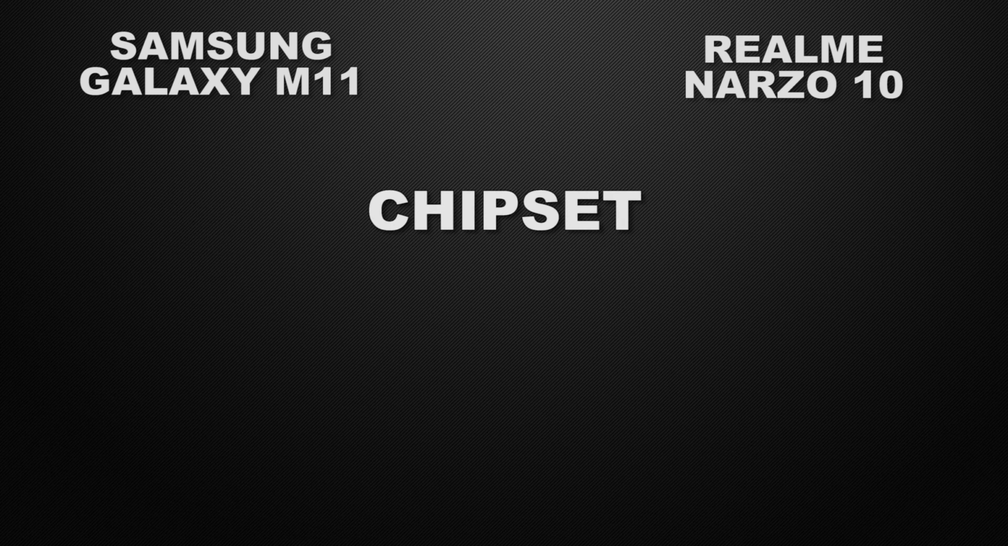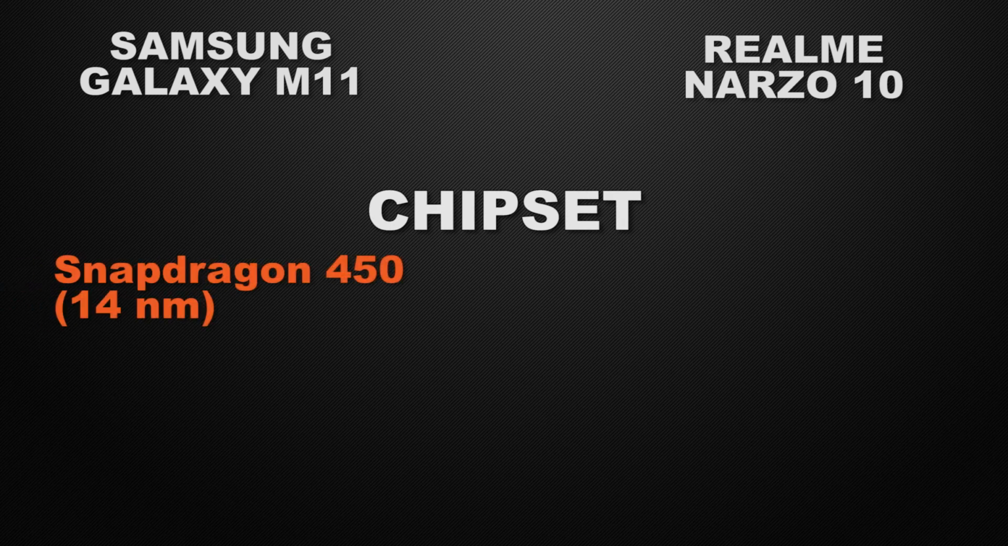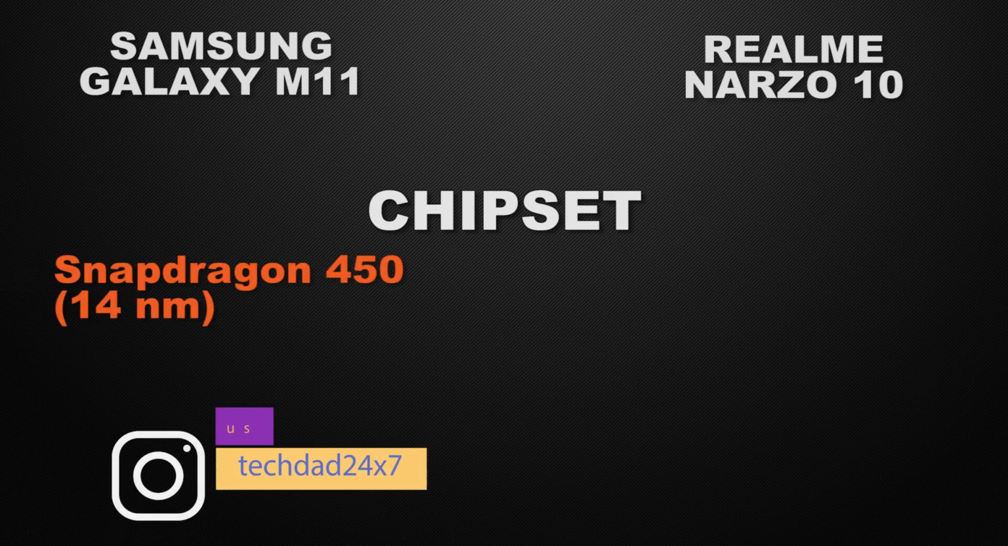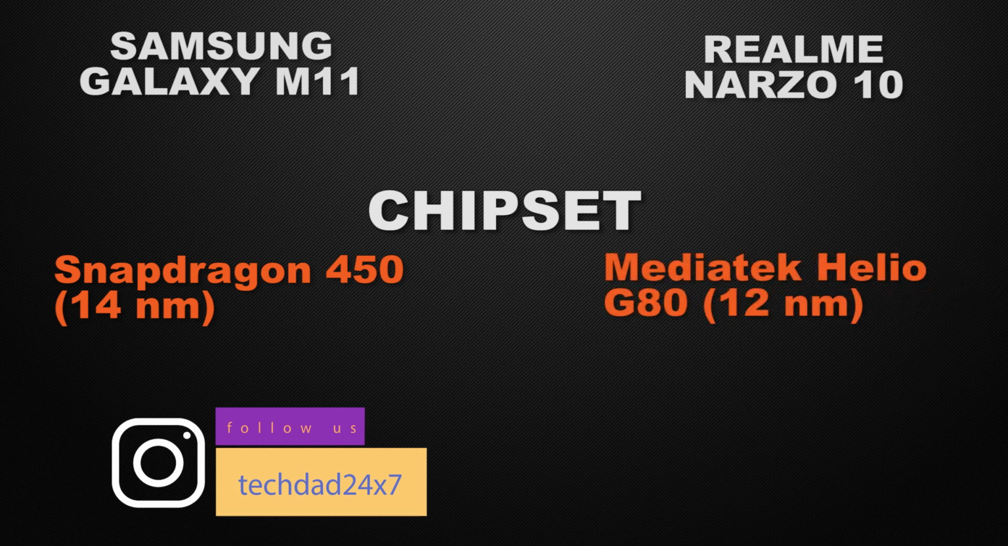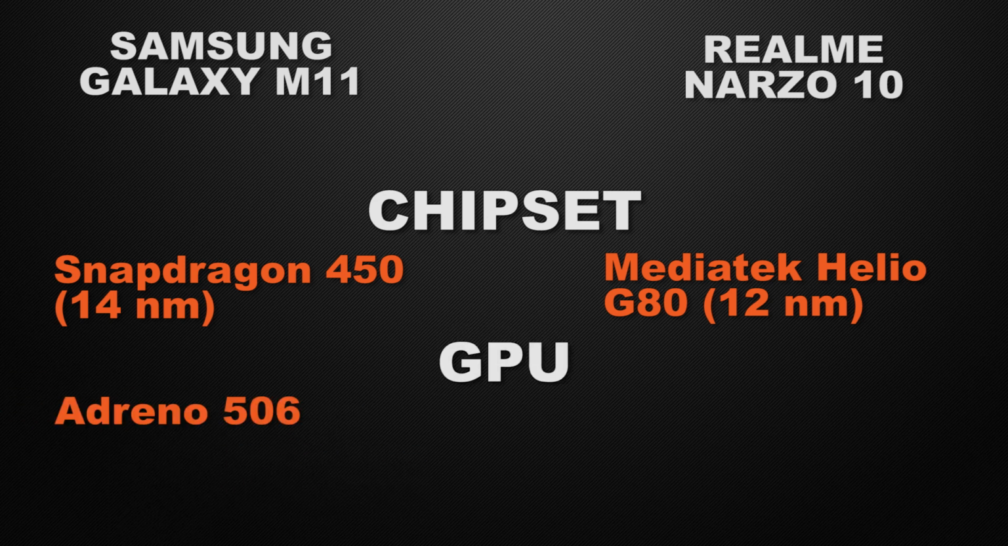Let's talk about the processor of the devices. M11 is packed with Snapdragon 450 and Narzo 10 has MediaTek Helio G80, so the winner here is Narzo 10 because it is 3% faster. And about the GPU of the devices, M11 has Adreno 506 and Narzo 10 has Mali G52 MC2, so the winner here is Narzo 10 because it can give you more FPS in games.